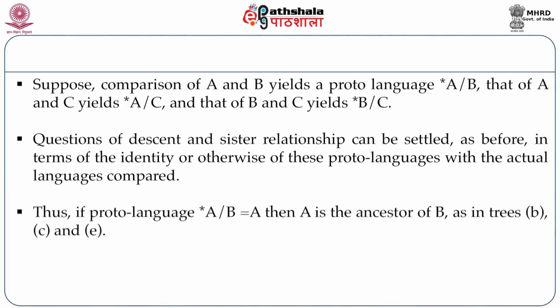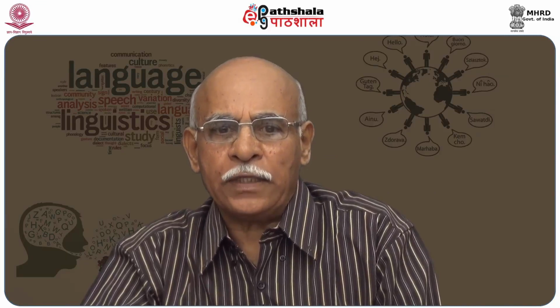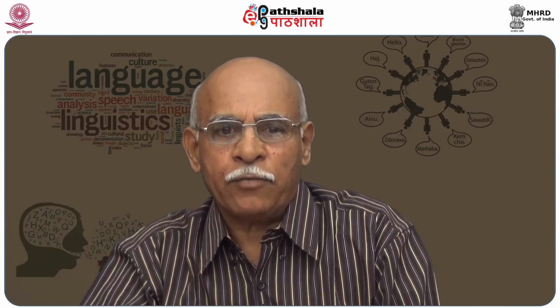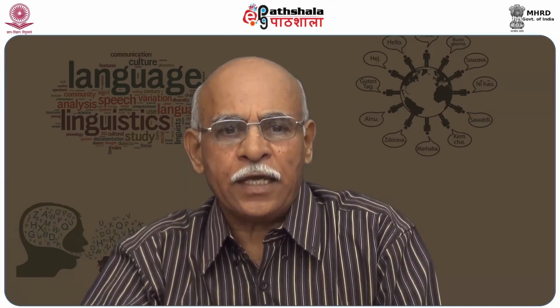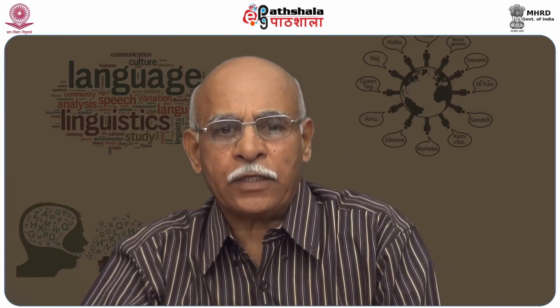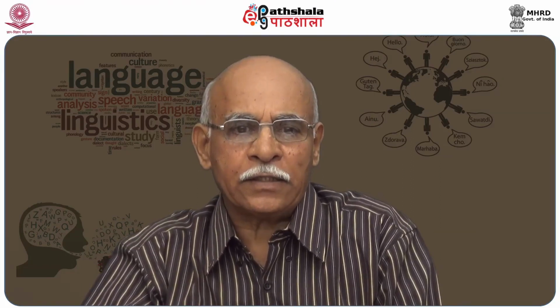Thus, if proto-language AB equals A, then A is the ancestor of B, as in trees B, C, and E. In the case of tree B, we will find not only that AB equals A and AC equals A, but also that BC equals CA. In tree C, we find not only BC equals B, but also AB equals A, with AC equals A as a corollary.